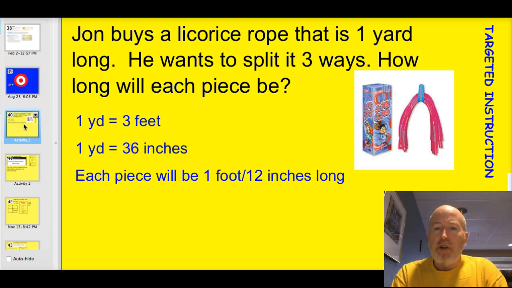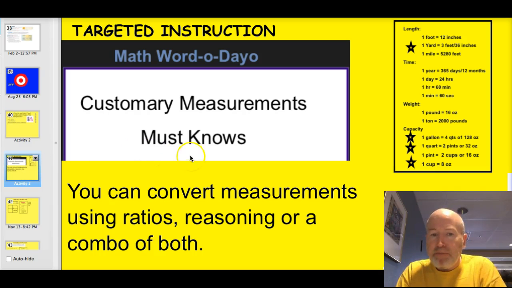John buys a licorice rope that is 1 yard long. He wants to split it 3 ways. How long will each piece be? Oftentimes you're going to get a question like this, and you can solve it by reasoning, thinking, well, 1 yard is 3 feet, so each person would get 1 foot of licorice, or 1 yard is 36 inches. Each person will get 12 inches. So that kind of reasoning. But sometimes they're so complicated you need to use a proportion box or use the box, and I want to show you how to do that tonight.